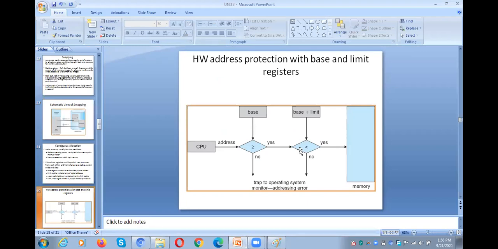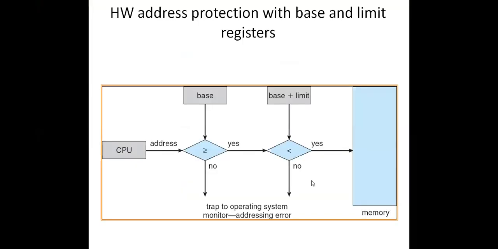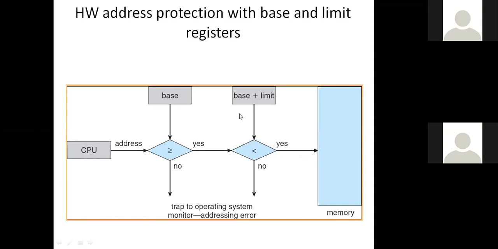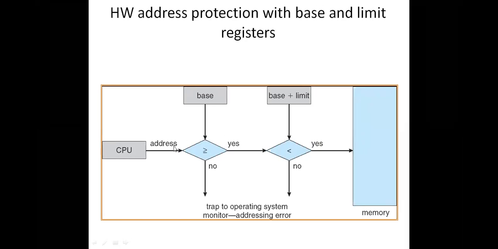Consider this particular diagram. Observe the cursor. The CPU generates one address. That address is called a logical address. So the logical address needs to be converted into a physical address, right? In between, whenever the CPU generates the logical address, it needs to be checked like this.